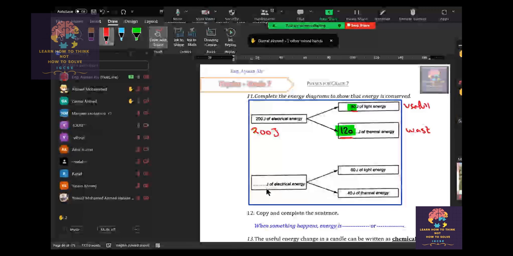Can I answer the second one? It's easy, I think. Okay, anyone can answer. Ahmed Mahmoud, please. 100 joules of electrical energy. Excellent. It makes 60 joules of light energy and 40 joules of thermal energy. Bravo, Ali. As you can see now, it's 600 joules of light energy and 400 joules of thermal energy. Okay?